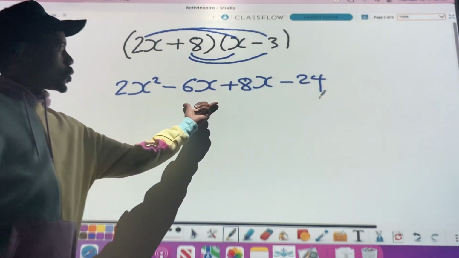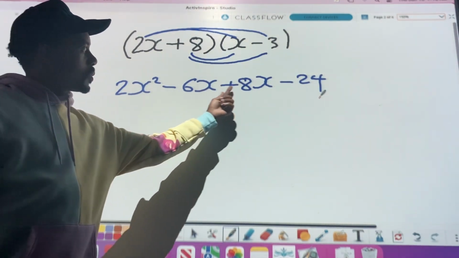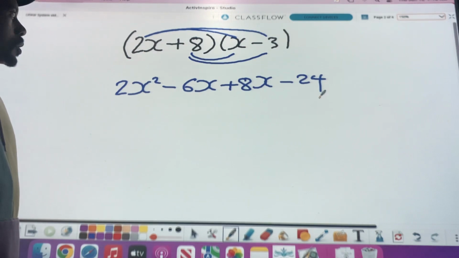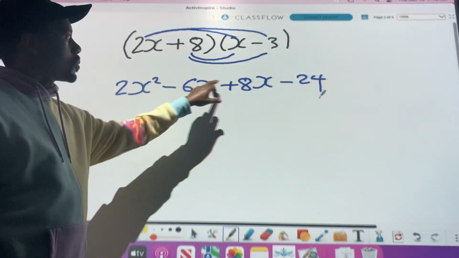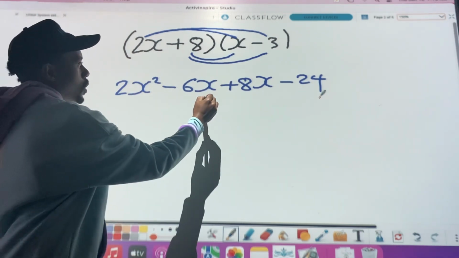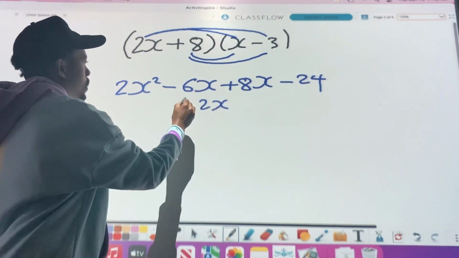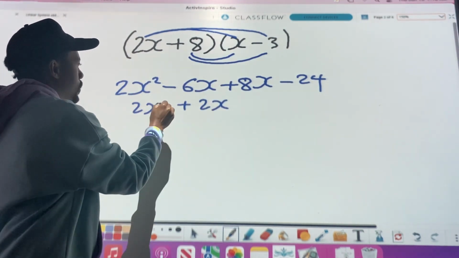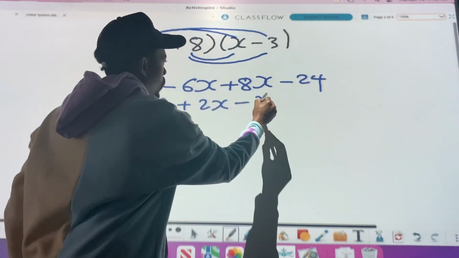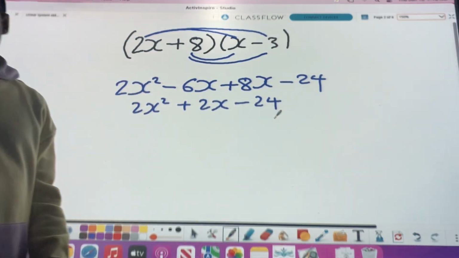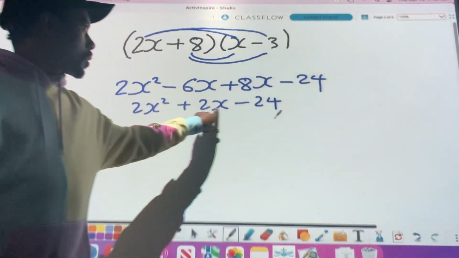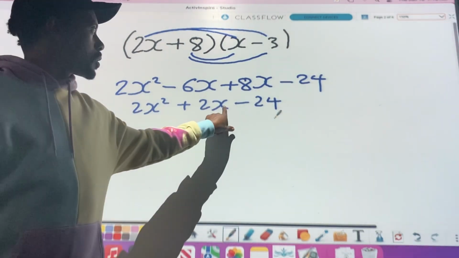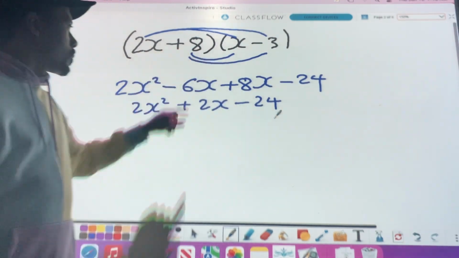Last step now is to group these two like terms. They have the same variables, so they're like terms, both degree 1. I've got negative 6, positive 8, so I'm left in the middle with positive 2x. I've got 2x squared, and I've got a minus 24. So that's how you'd FOIL this expression. So this is done. We've got a trinomial here, so we can factor something like this to get back to this stage.